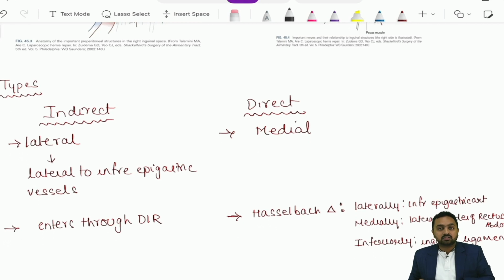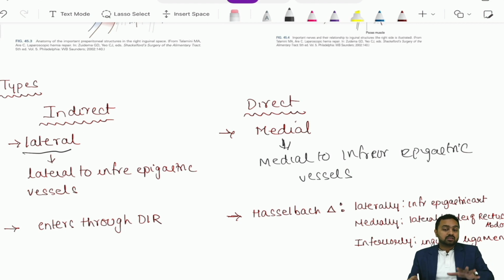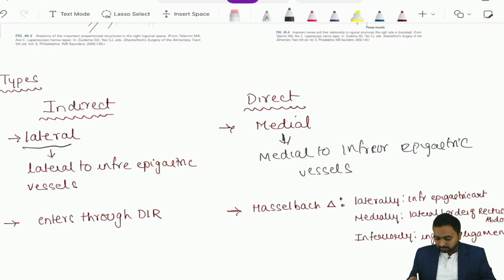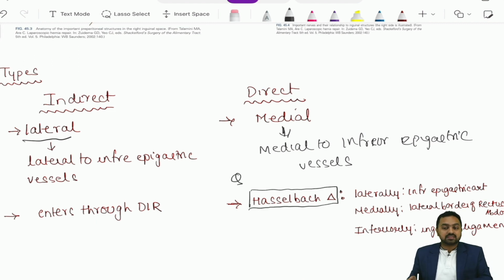Now, the two types of inguinal hernia, which are indirect and direct. So, indirect inguinal hernia is basically lateral, that is they lie lateral to the inferior epigastric vessels, whereas direct inguinal hernias are medial as they lie medial to the inferior epigastric vessels. Now, the indirect inguinal hernia enters through the deep inguinal ring, whereas the direct hernia enters through the Hasselbach triangle.